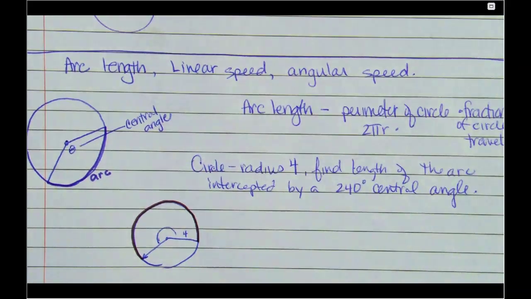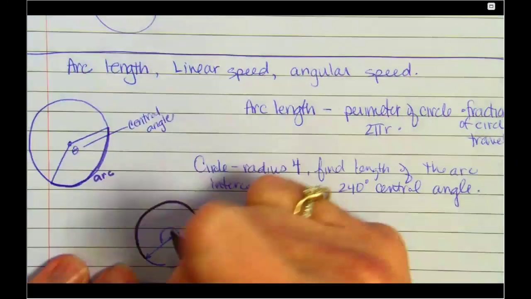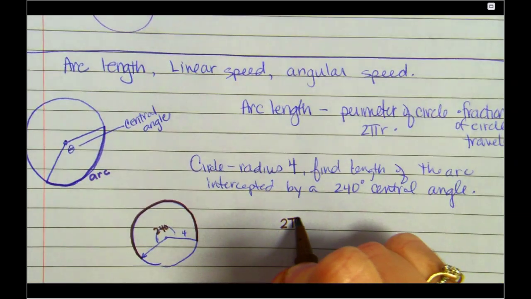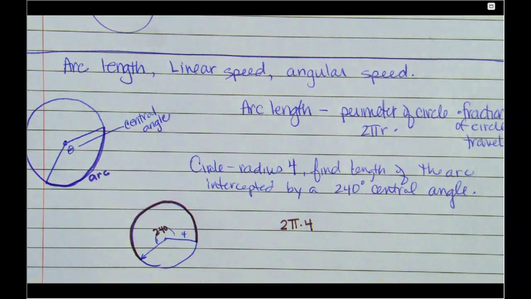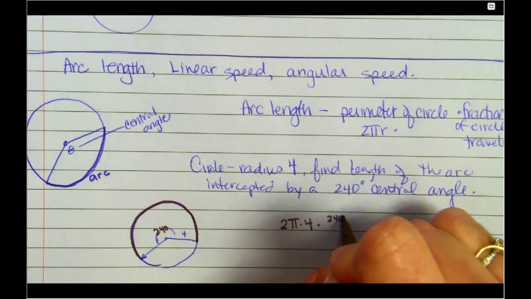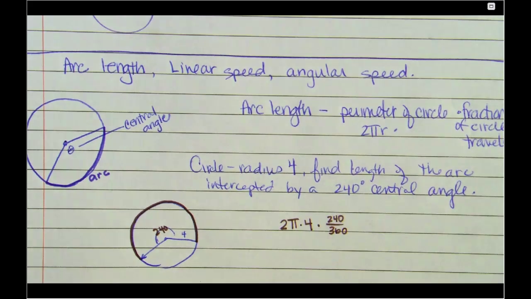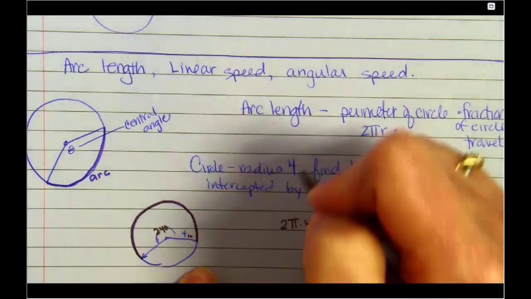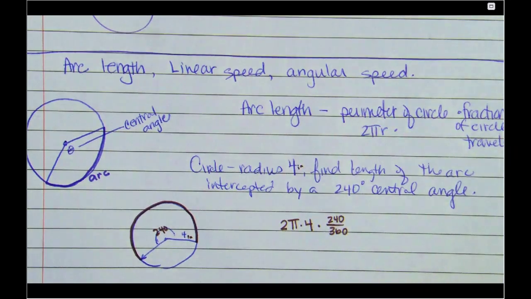Arc length is just a fraction of the circumference, basically. This is 240 degrees. So we take the circumference of the circle, which is 2 times pi times 4, so 2 pi radius, and we multiply by the fraction of the circle. That's 240 degrees out of how much? 240 over 360, and you multiply them together. This can be in terms of decimals, because the radius is 4 inches, so we're working in terms of inches.